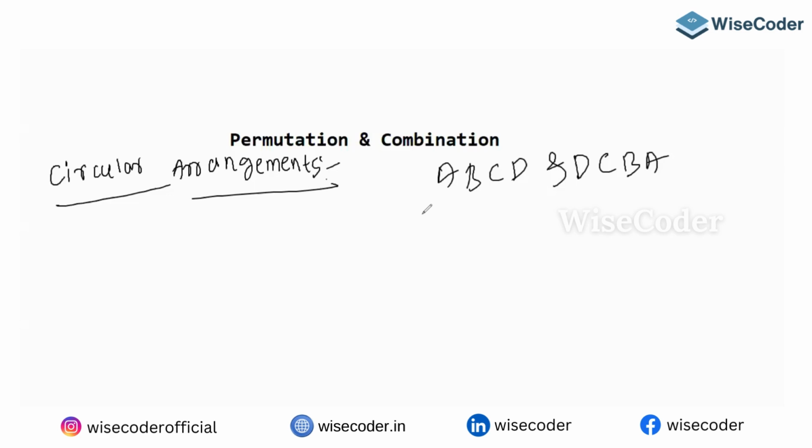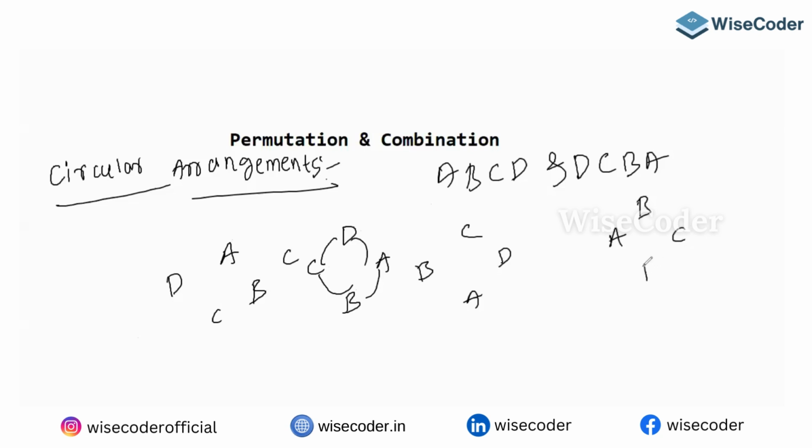Consider the same event happening in a circular arrangement. A, B, C, D. D, A, B, C. This is a circle, and this is arranging in a circle. C, D, A, B. Here A, B, C, D. Whenever it is arranged in a circle, each of the four ways in a circular arrangement is the same.